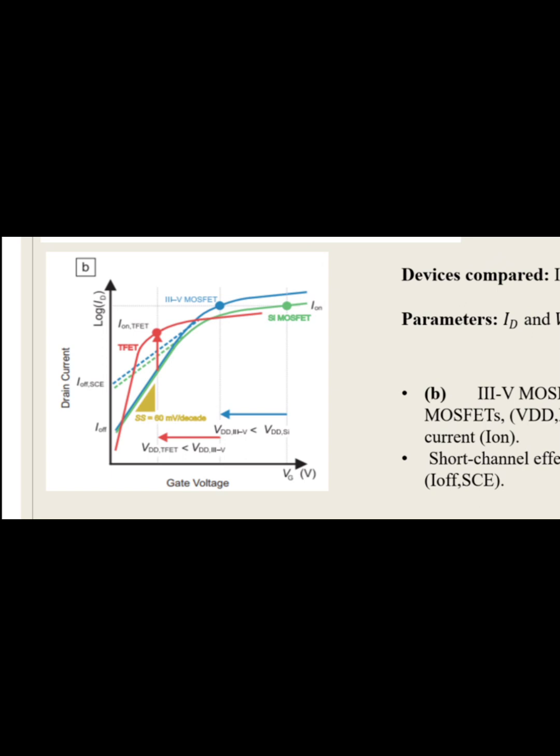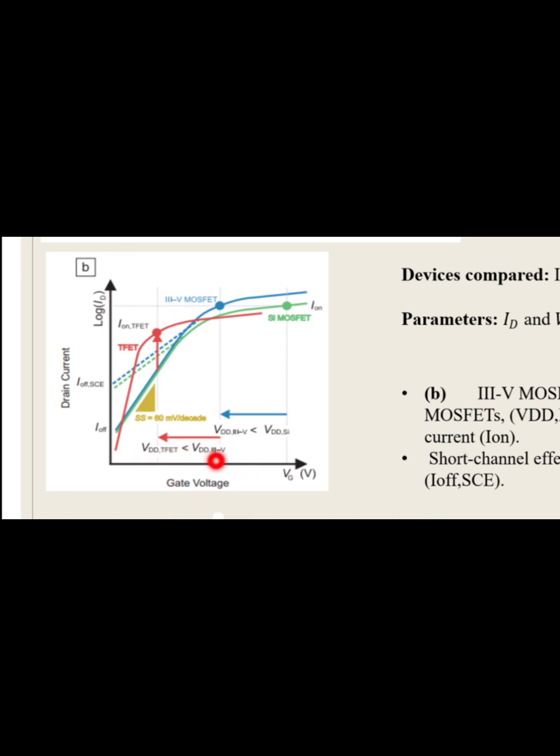Here they say that III-V MOSFETs have higher mobility than silicon MOSFETs, allowing them to deliver higher currents at the same voltage, enabling them to operate at a lower supply voltage. VDD of III-V is less than the VDD of silicon to achieve the same on current. Here this is the off state and this is the on state of the device.